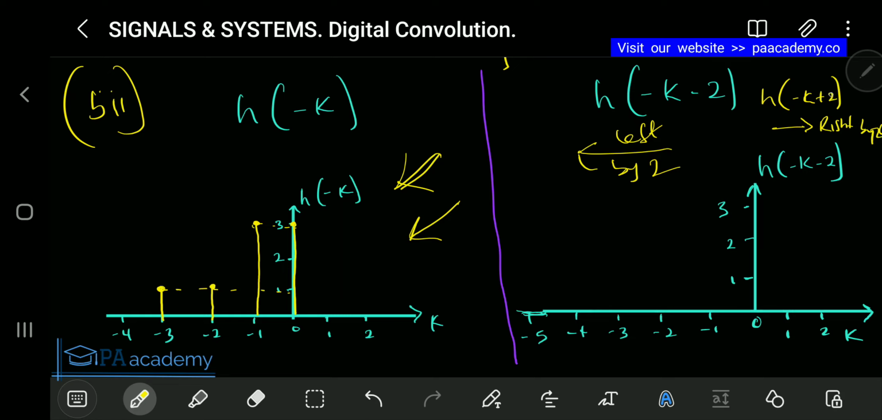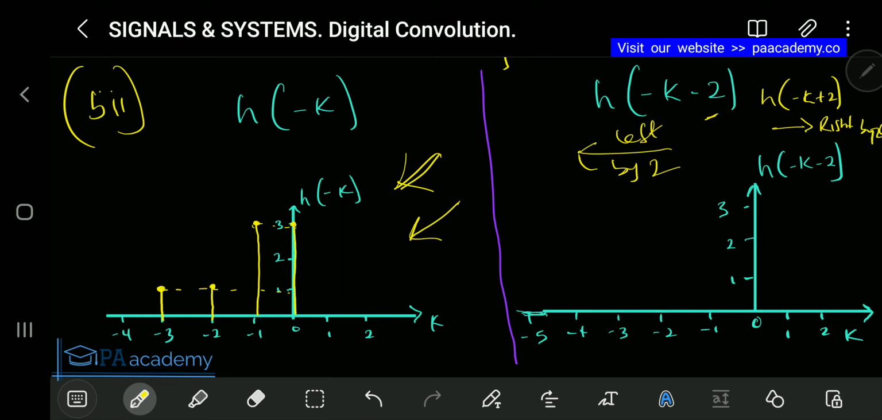The reason why you are shifting it to the right by 2 is because we are having 2 here. If it is 4, it will be 4. If what we are having here is minus k minus 4, then we are shifting it to the left by 4. I hope you get that. So the 2 is not a standard. It's the number that we are given that will determine by how much we are going to be shifting it.